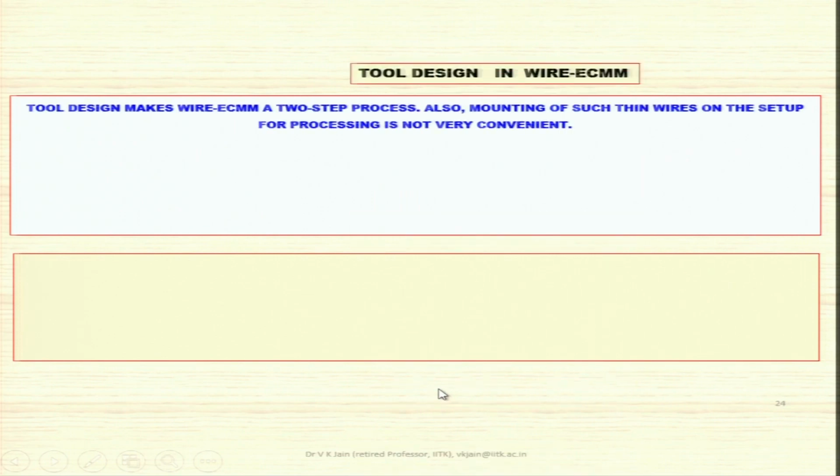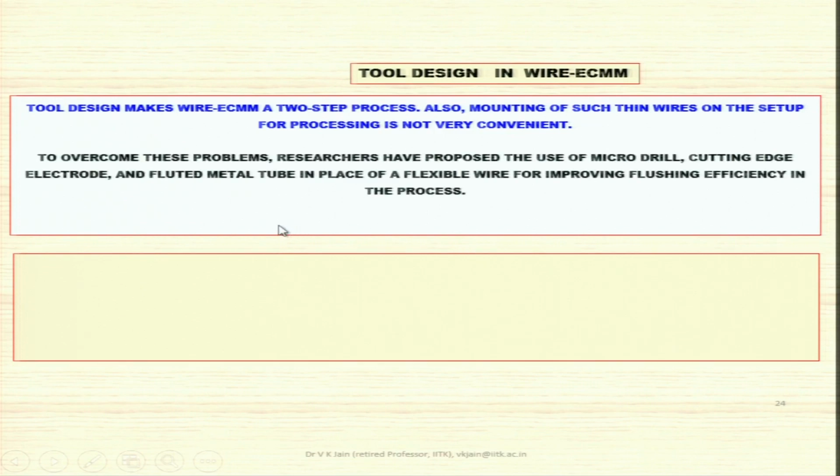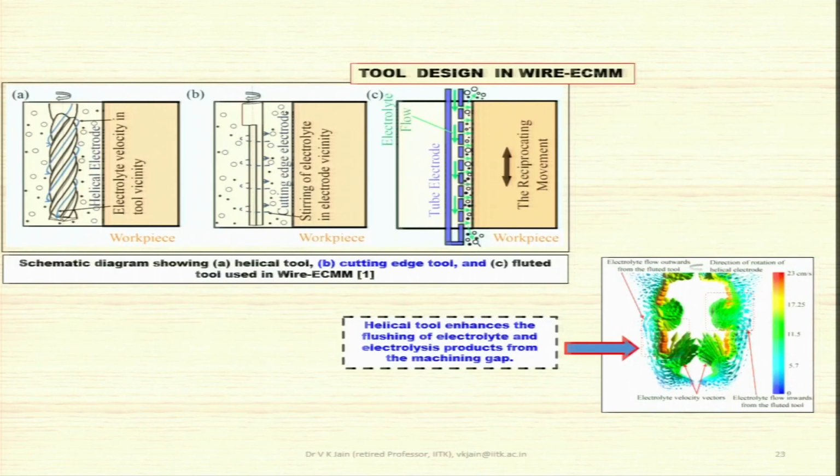Tool design in wire ECMM. Tool design makes wire ECMM a two-step process. Also, mounting of such thin wires on the setup for processing is not very convenient. To overcome these problems, researchers have proposed the use of micro drill, cutting edge electrode and fluted metal tube in place of a flexible wire, improving flushing efficiency. I have already shown to you these things.